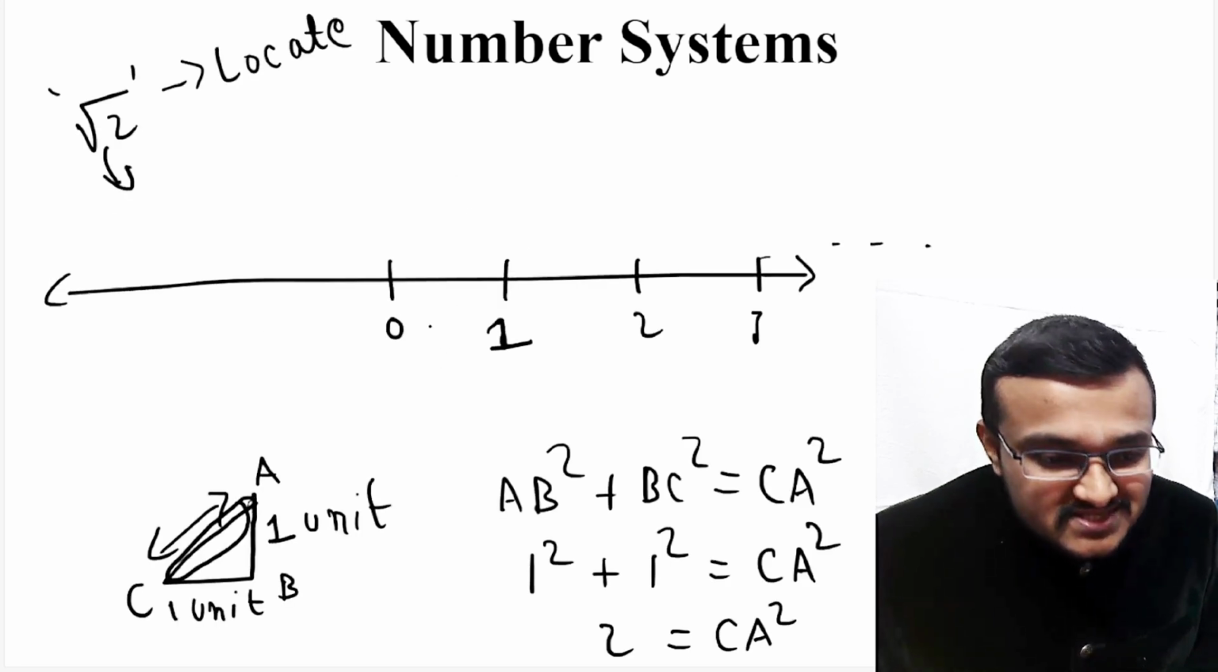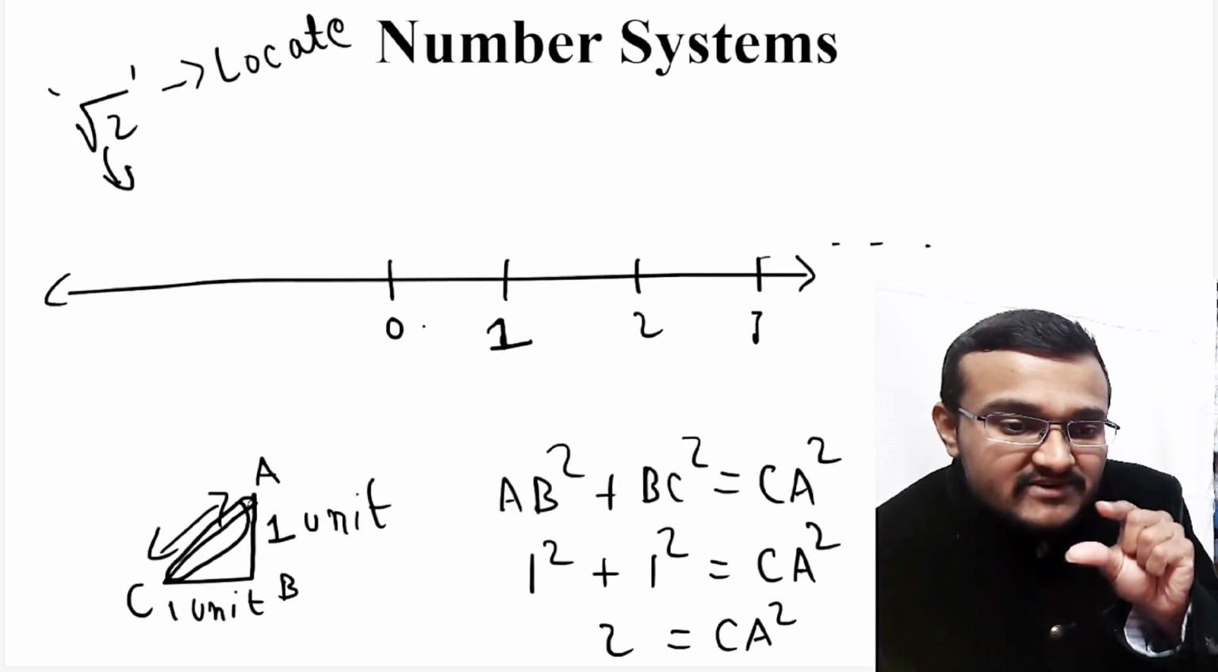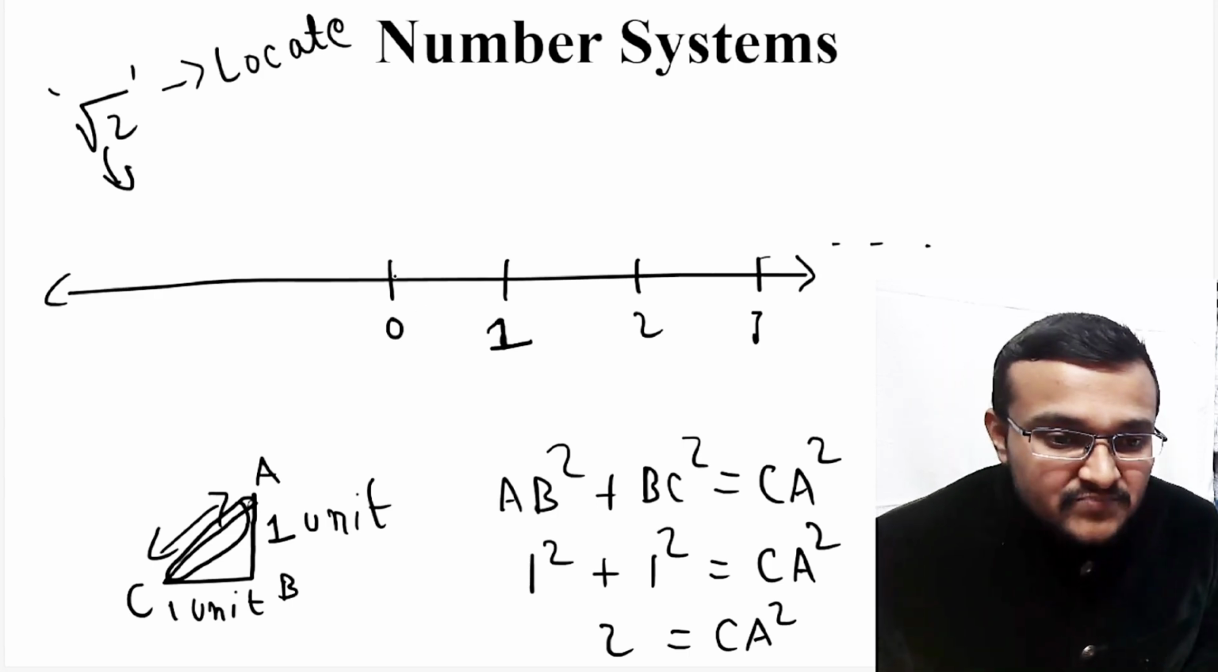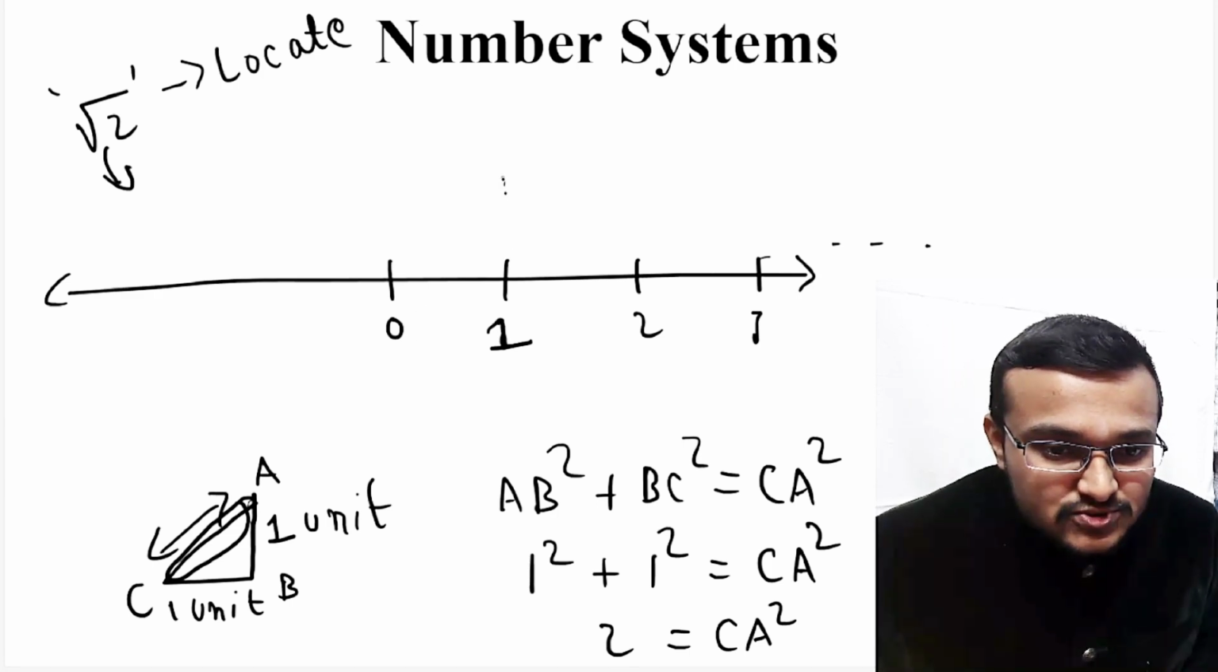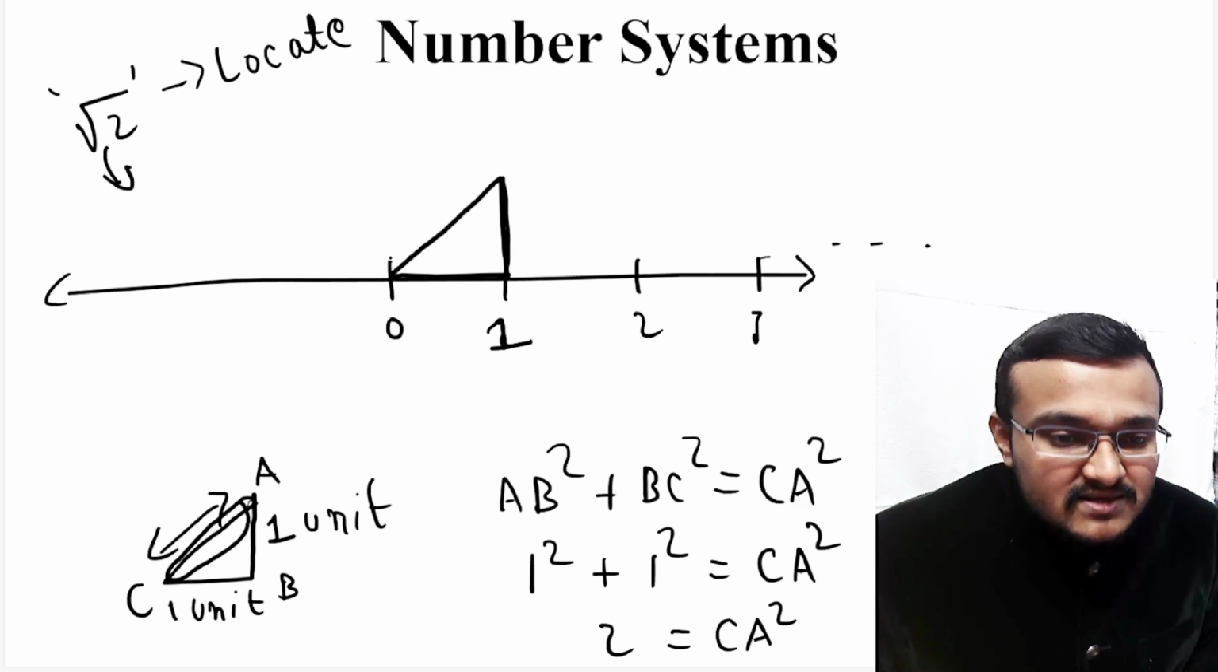The same triangle that I have written, you can place on the number line. Like this you can place it. Here the base is equal to 1. The triangle starts from here, 1 unit will be there like this, and you can join this line.